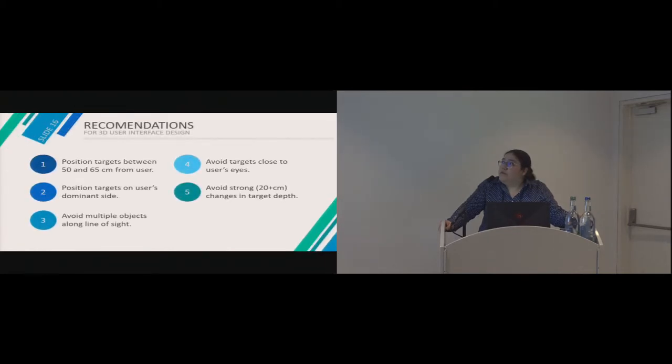We also proposed recommendations for 3D user interfaces in stereo displays, and you can see them on the screen, but to summarize them, the best setting for virtual objects in stereo displays is to have a quasi-planar arrangement in front of the user between 50 and 70 centimeters away, and to be positioned on the dominant hand of the user.